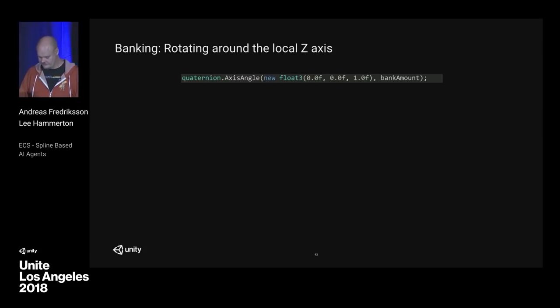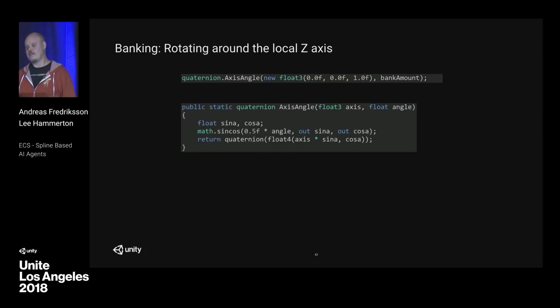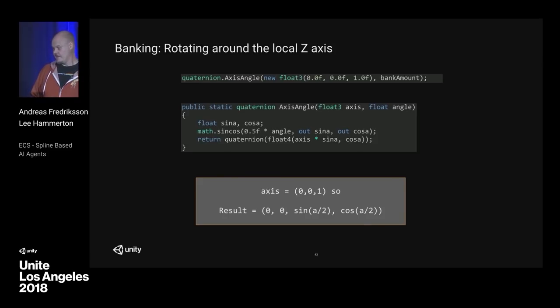So why is this slow? Well, if you look inside of axis angle, it has to take that angle in radians and use sincos to compute both the sine and the cosine, so that it can make a quaternion for you to multiply with. And in our case, the axis is always 0, 0, 1, so we're going to end up with a quaternion that looks like 0, 0, the sine of the half angle, and the cosine of the half angle.